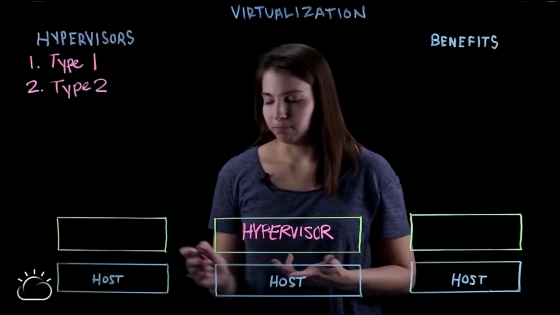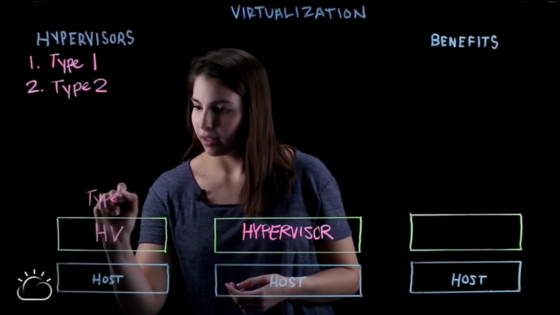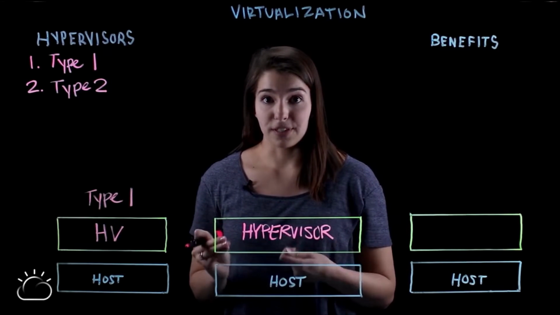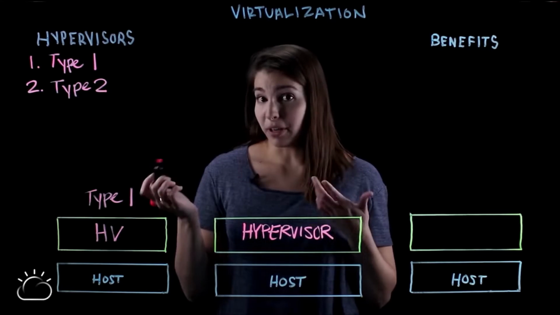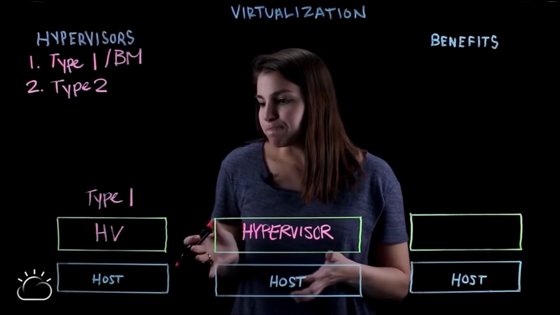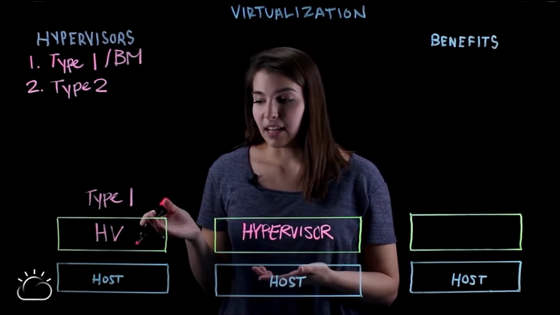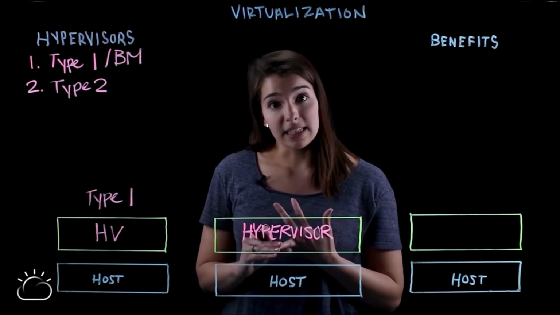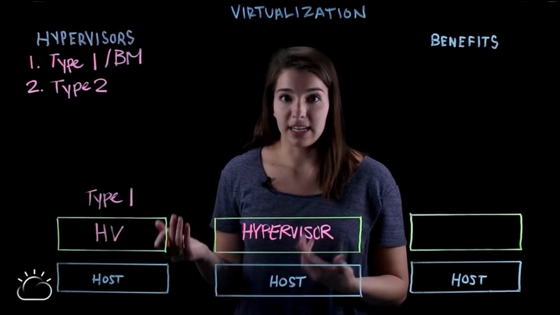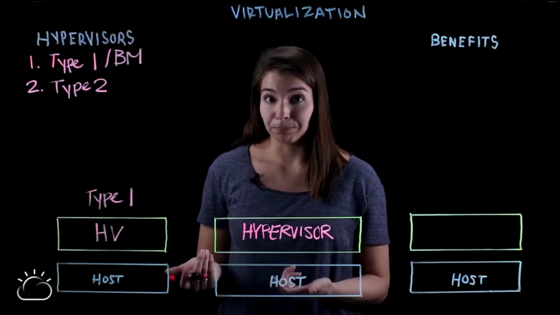So let's start with type 1. A type 1 hypervisor is a hypervisor that is installed directly on top of the physical server. They're also called bare metal hypervisors, so we'll write that up here, just so you can remember. These are the most frequently used hypervisors, and they're most secure, they lower the latency, and these are the ones that you'll see in the market the most. Some examples would be VMware ESXi, or Microsoft Hyper-V, or even open source KVM.